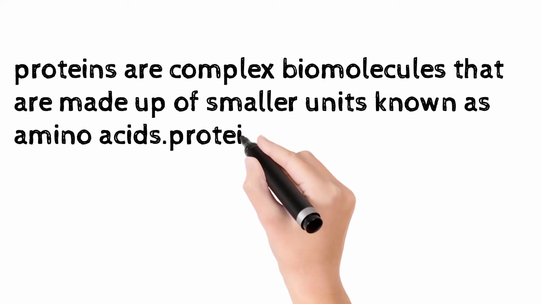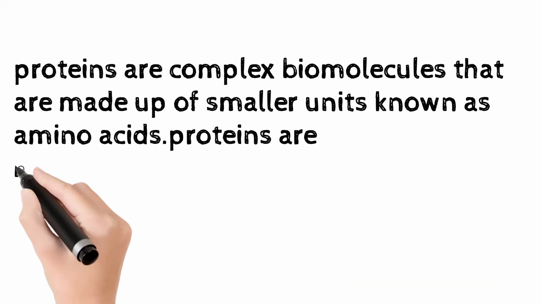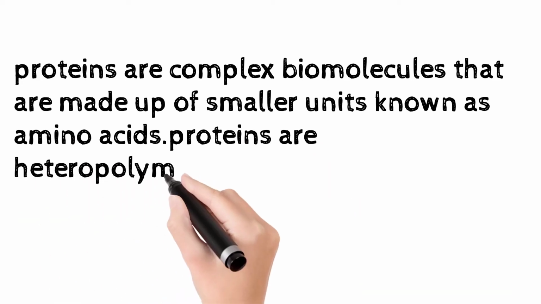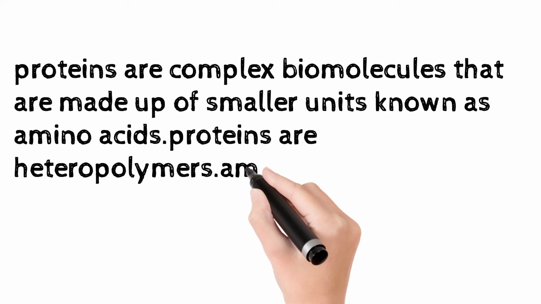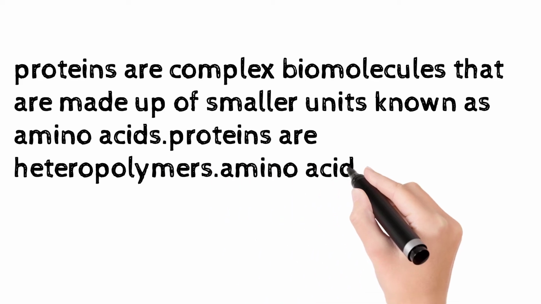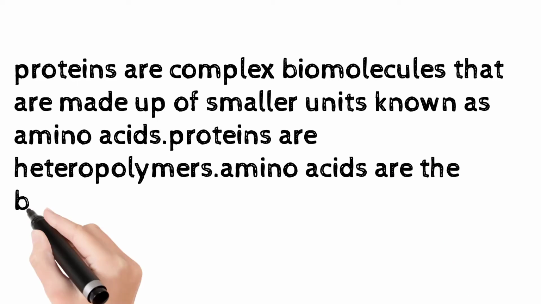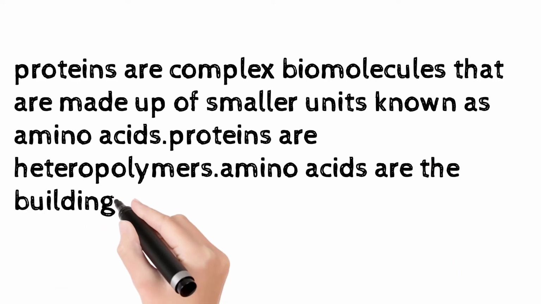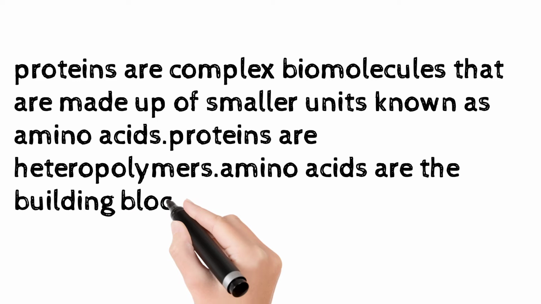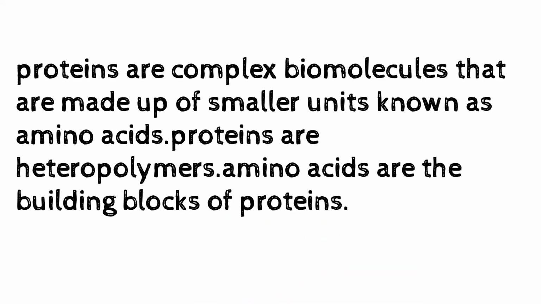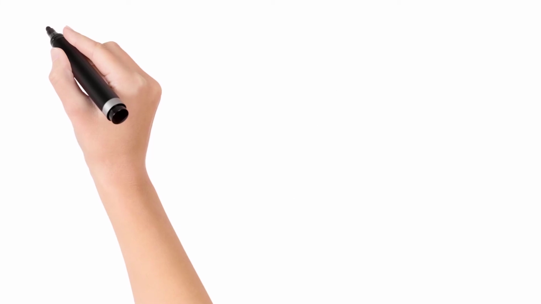Proteins are required for the growth of the body and to repair the damaged tissues, and protein is the building block of our muscles. Okay, proteins are made up of smaller units known as amino acids, and proteins are called heteropolymers. Proteins are called heteropolymers because they are made up of different types of amino acids. Okay, so this is the basic idea about what proteins are.